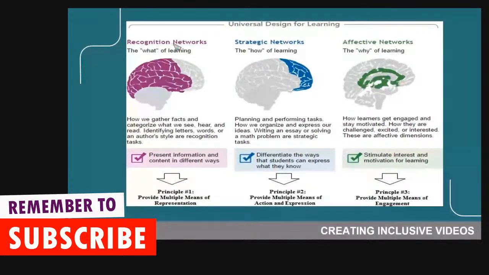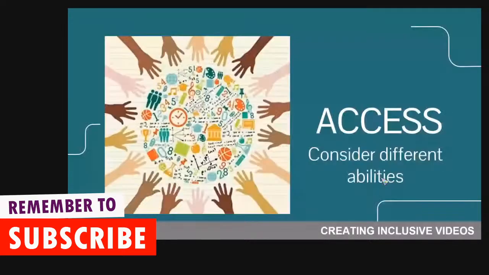So in recognition networks, we have the principle, provide multiple means of representation. And in strategic networks, we have principle 2, provide multiple means of action and expression because it is the how of learning. And then we have the affective networks. We will follow the principle number 3, provide multiple means of engagement because this is the why of learning. So that is the universal design for learning. Now, we have the access. So kanina, content yun, tapos dito yung access. In this one, we have to consider different abilities.